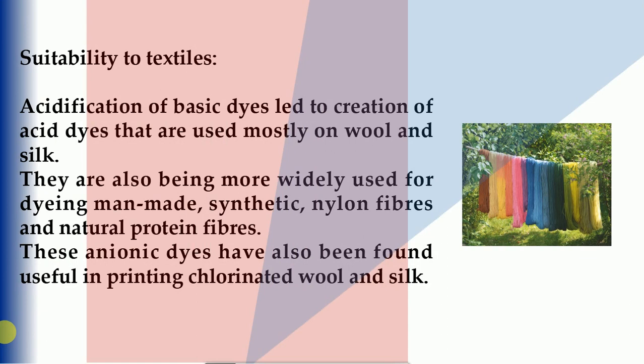Suitability to textiles. Acidification of basic dyes led to the creation of acid dyes that are used mostly on wool and silk. They are also being more widely used for dyeing man-made synthetic nylon fibers and natural protein fibers. These anionic dyes have also been found useful in printing fluorinated wool and silk.